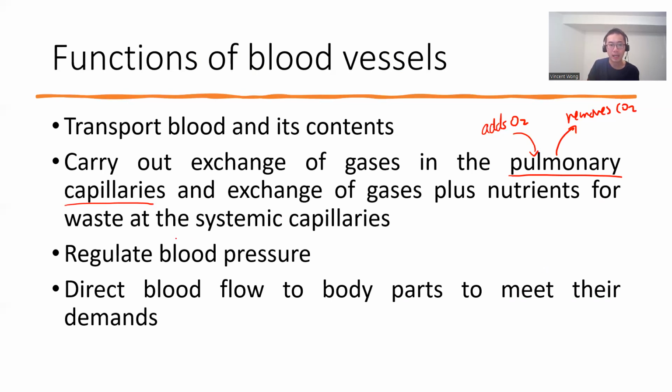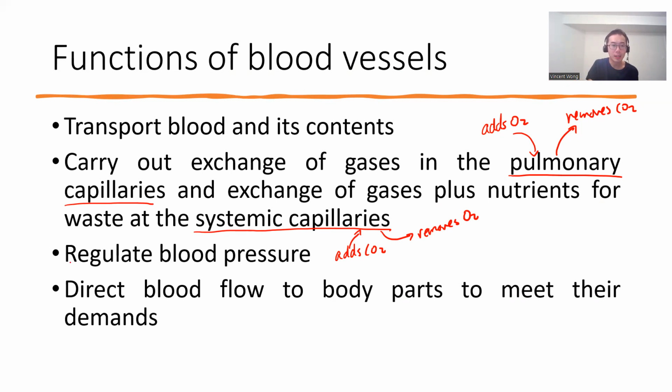But when it comes to the systemic capillaries, these are blood vessels that are throughout the body. It's the other way around, right? You will be adding carbon dioxide, and then you will remove O2. Okay? So we talk about the pulmonary circuit and the systemic circuit, right? And we understand why it is opposite, right? Because at the tissue, that's where you need to dump off the oxygen so your cells can use it, right?